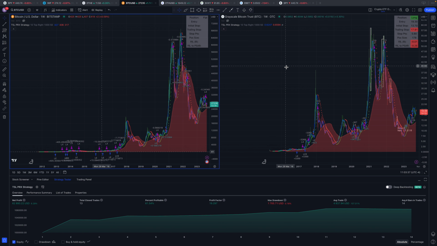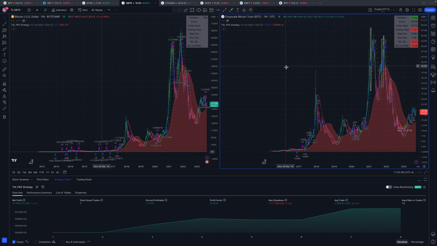Now let's take a look at the statistics if we look at GBTC. The first thing that we notice is the number of trades drops quite significantly. However, that's not necessarily a function of the instrument, but of how much history is available for the instrument. If we look at the charts here, we can see that the history for BTCUSD on Bitstamp goes back to 2011. However, it only goes back to 2015 with GBTC.